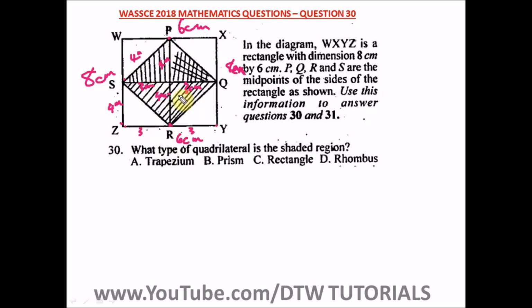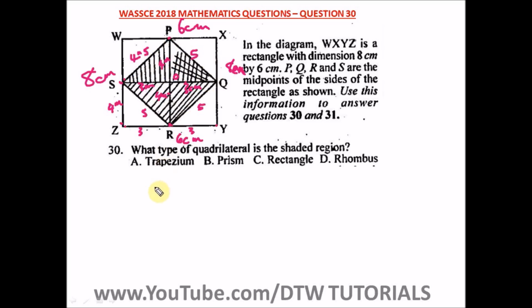So from the look of things, using Pythagoras, this is a triangle, this is one triangle, let's say OPS. To get the sides using Pythagoras, this is a 3 and a 4. This side will be 5. So it means all the sides are equal. From here to here is 5, from here to here is 5. So this quadrilateral here has all its sides equal.